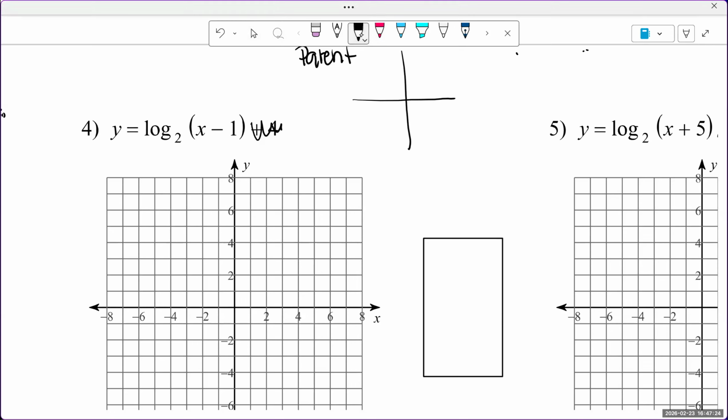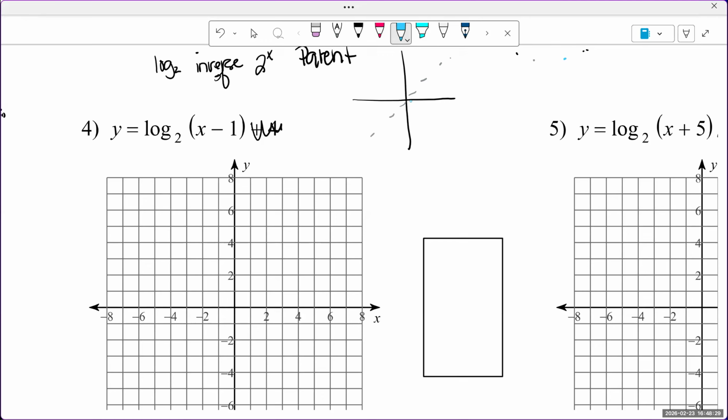Okay, so you need to remember that log base 2 is the inverse of 2 to the x. Log base 2 is the inverse of the exponential base 2. And we know that a function and its inverse are reflected across the line y equals x, and in the end, if I graph them both together, they should look like a butterfly.